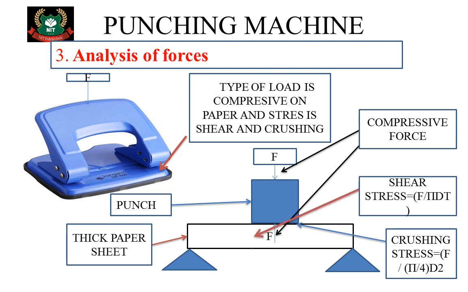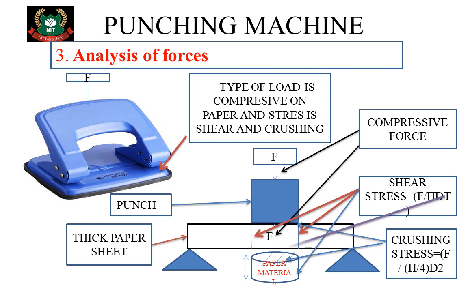Second thing, when we again increase the force, the material will tear from here, so shear stress will be developed and we get paper material below the thick paper sheet. The stress developed around the circumference of this paper material is shear stress, equal to F upon pi d t, where d is the diameter and t is the thickness.